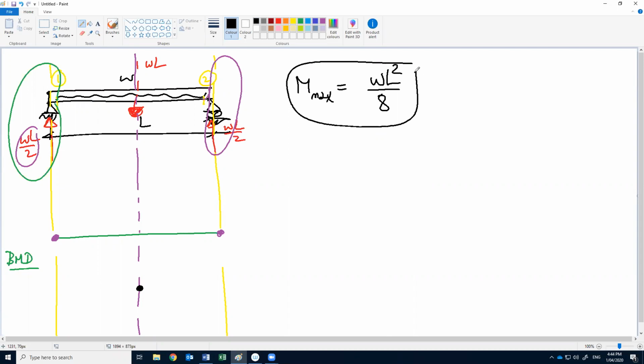Where is this moment? Below the datum, and what is the value? WL square by 8. How to connect these three values? 0 here, 0 here, and WL square by 8. By straight line, or should we have another way to connect? Because with a straight line, if we don't have forces or we don't have any uniform loads, here we will connect with a curve or a parabola.